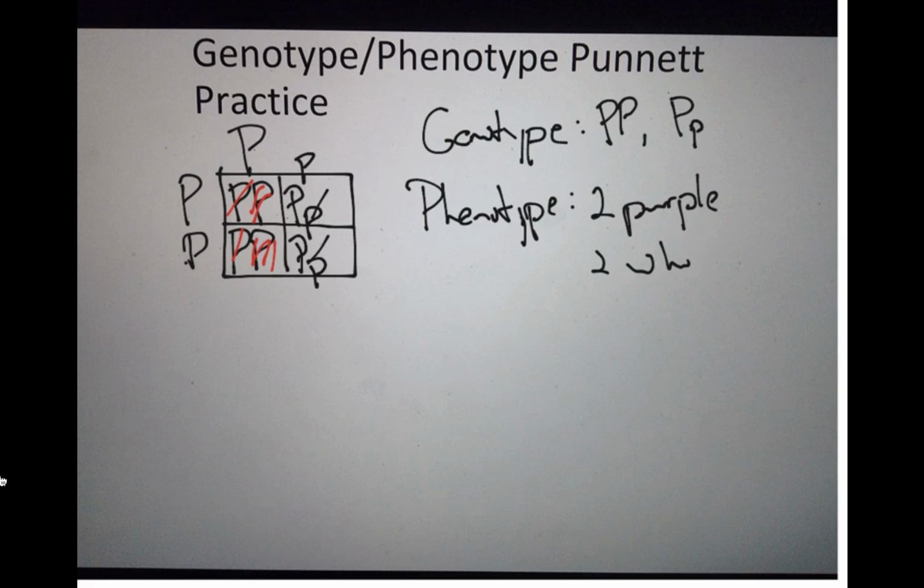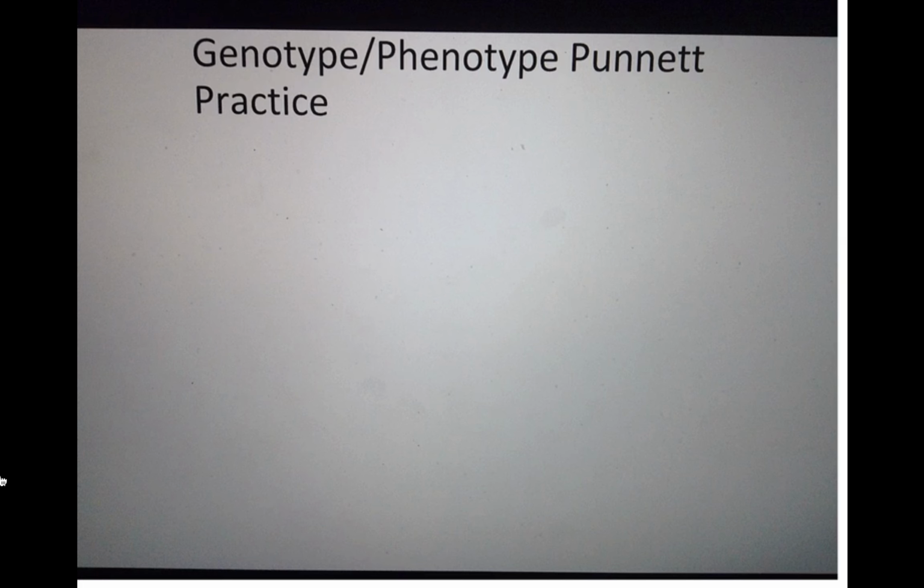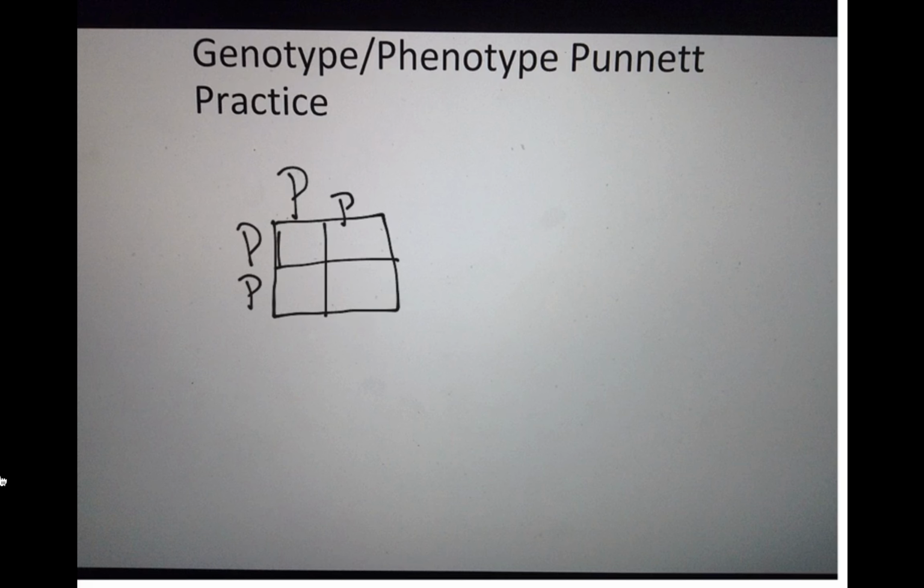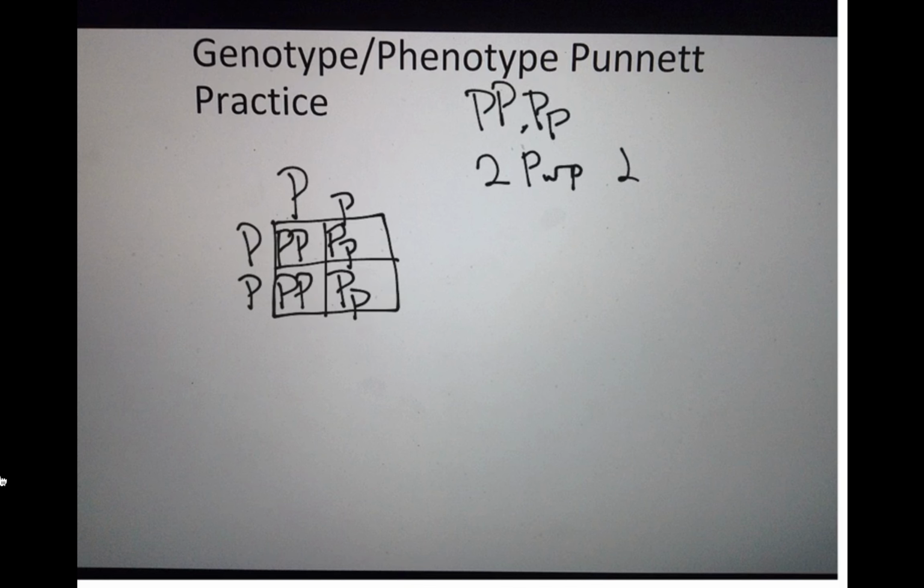Okay, I'm going to erase some stuff here. If we want to talk about something else we can do even further, we can talk about our geno and phenotypic ratios. So let's do another Punnett square with the same example. We have a capital, lowercase, and a capital, capital. Fill out your Punnett square. So we said our genotypes in this case were capital P, capital P, and capital P, lowercase p. And our phenotypes were 2 purple, 2 white. Well, the ratio is a little different.